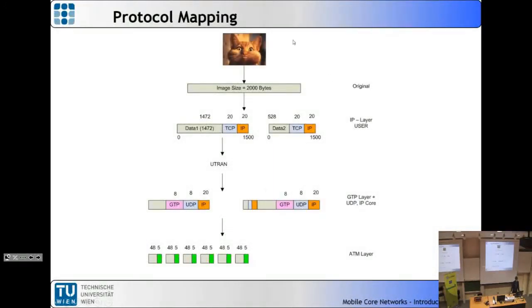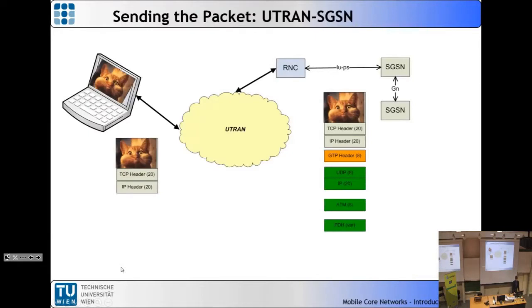How would that now look like? Well, we can start with any kind of image, having a certain size, which would be broken down to TCP packets, for example. I guess that's nothing new in this case. Then we would attach GTP information, UDP, and IP information. At some point, we might break it down to ATM layers in small packets and transmitting this information.